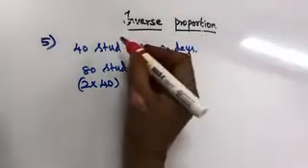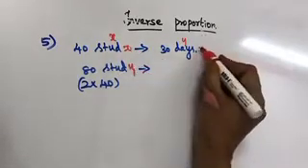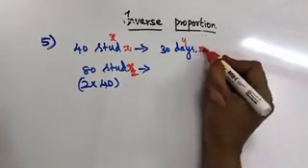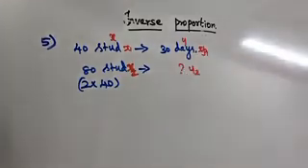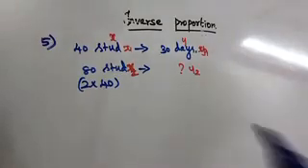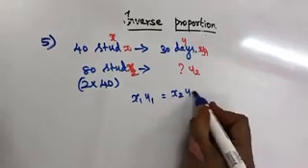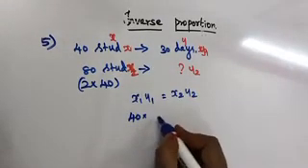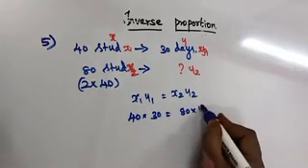So, I take it as x and y. So, it is x1, y1, x2. It is y1, y2 we have to calculate. So, shall we write the formula? x1 y1 is equal to x2 y2. So, here 40 into 30 is equal to 80 into y2.